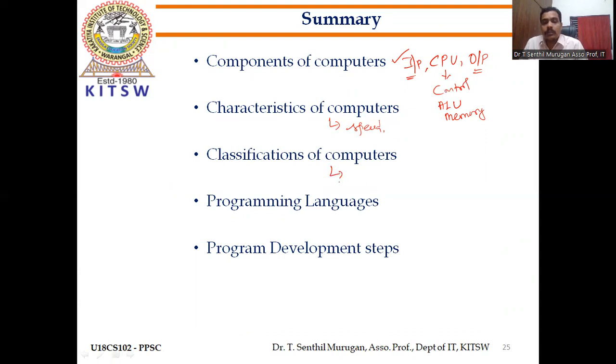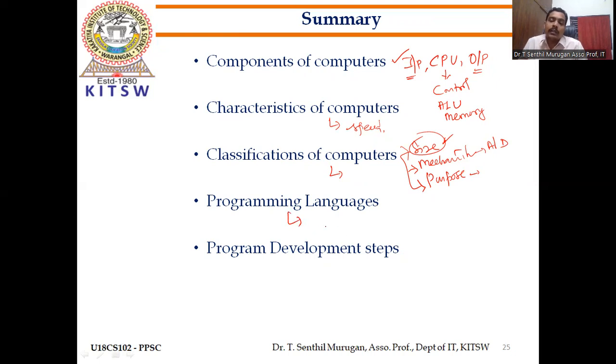Classifications of computer. The classification means the types of the computer. The types may be based on the size, based on the mechanism, based on the purpose. Based on these three categories we discussed. Based on the size: supercomputers, mainframes, servers and desktops, personal digital assistants. Mechanism means analog device or digital device. Purpose means general purpose or special purpose.